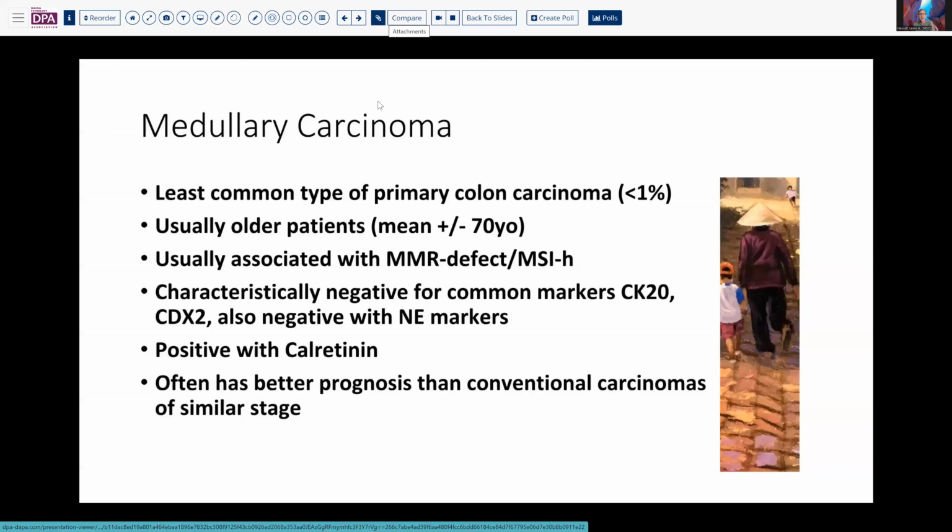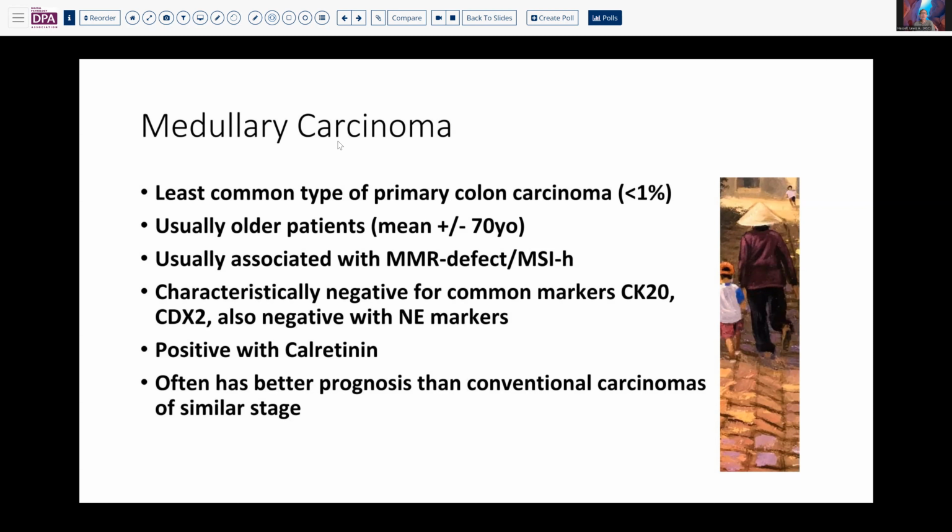So this is a nice example of medullary carcinoma of the colon, which is one of the least common types of primary colon carcinoma, accounting for less than 1%. Now, usually it is older patients, about the age of our patient in this situation, and these are almost uniformly, as I mentioned, associated with mismatch repair defects. Not uniformly, not 100% of the time, at least in terms of our detection mechanisms.